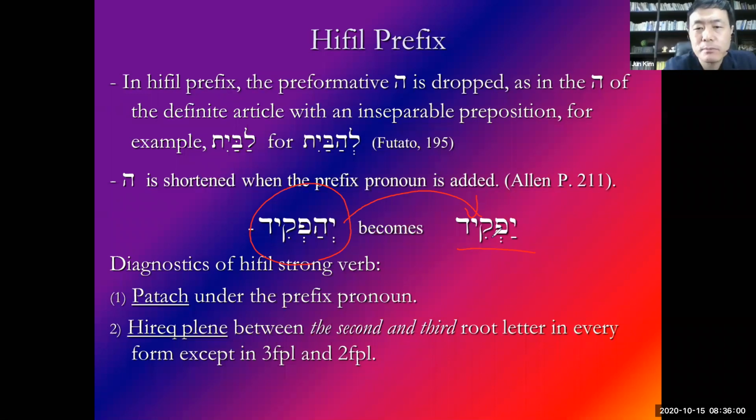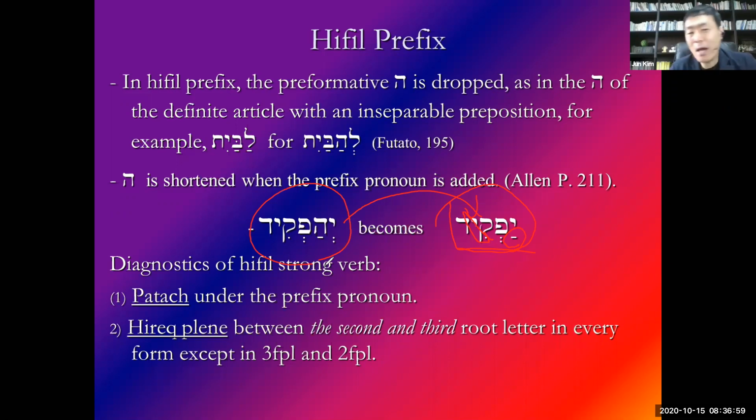And there is good news. Still, hireq yod as a secondary indicator works. So if you are confused and you have hireq yod between the second and third, it's always good, oh, then there is a great possibility of having the hifil stem. Is that clear? So now, looking at this, you need to pay attention to number one, pata under the prefix pronoun, and then hireq yod between the second and third root letters, and they are all the important indicators of the hifil stem. So diagnostics of hifil strong verb, remember pata under the prefix pronoun, hireq yod between the second and third root letters in every form except 3 FPL and 2 FPL, except 3 FPL and 2 FPL.